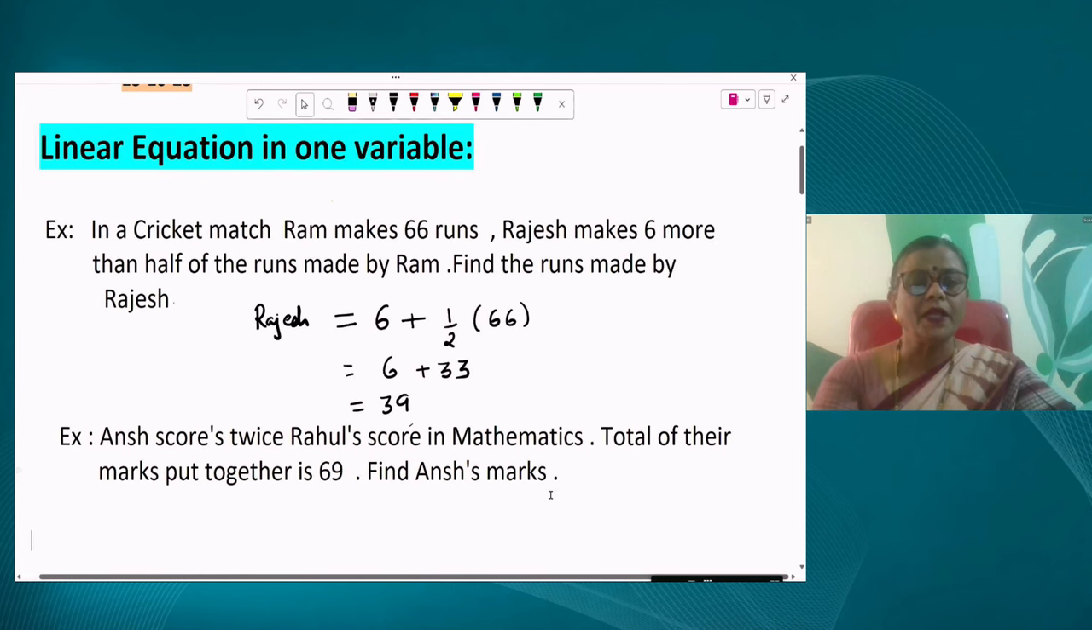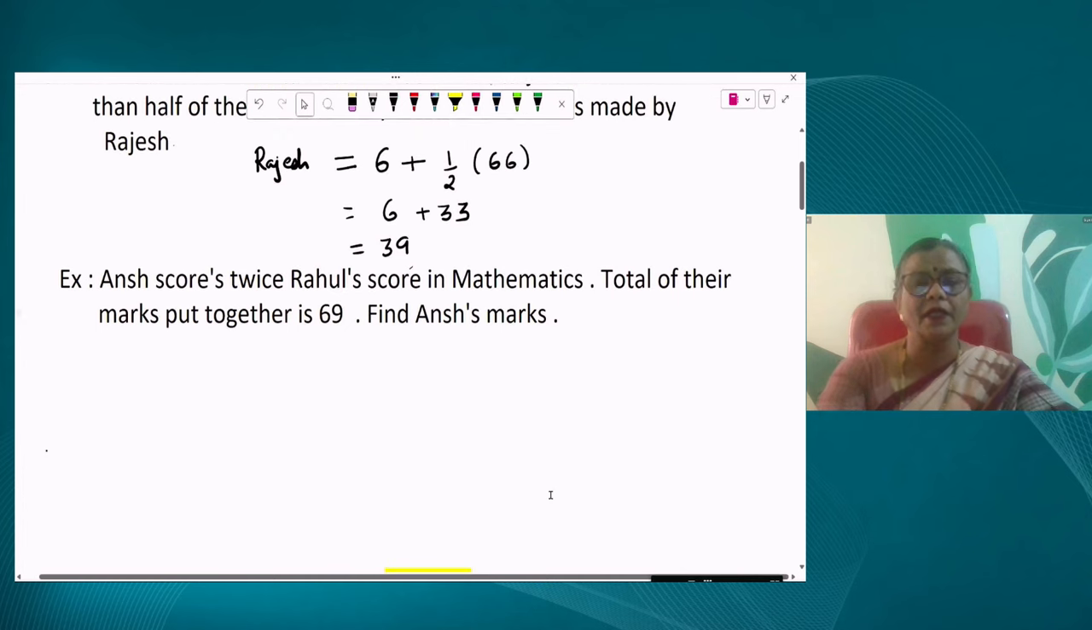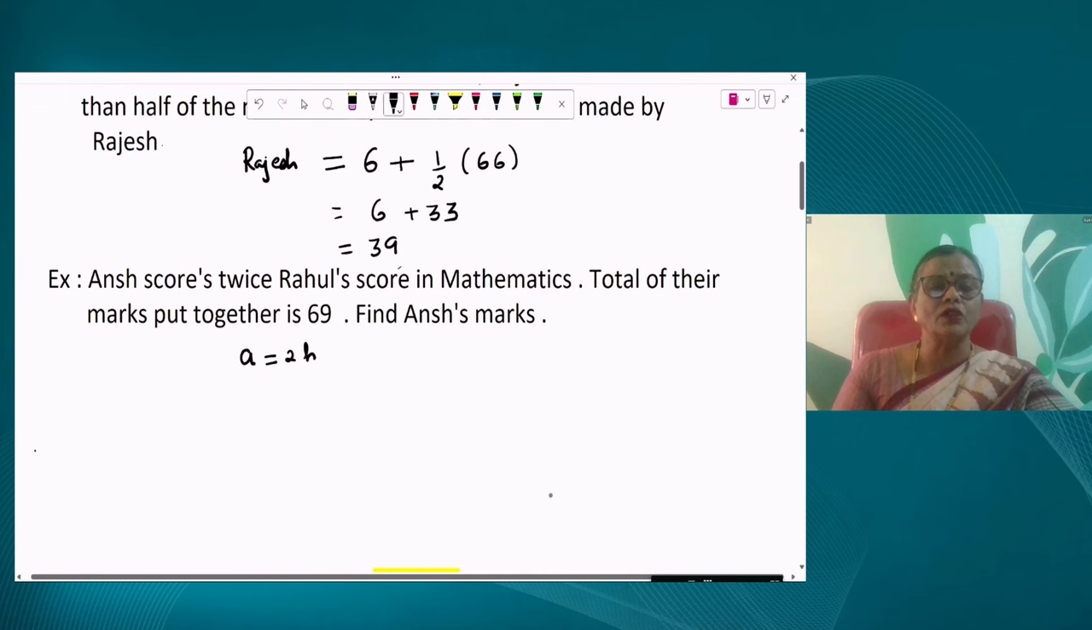The next question says, Ansh scores twice Rahul's score in mathematics. Let Ansh's score be A, and the score is twice Rahul's score. Ansh scored twice what Rahul had scored. Rahul stands for, I take R. Here the marks of neither Ansh nor Rahul are specified, so both are not known to us.